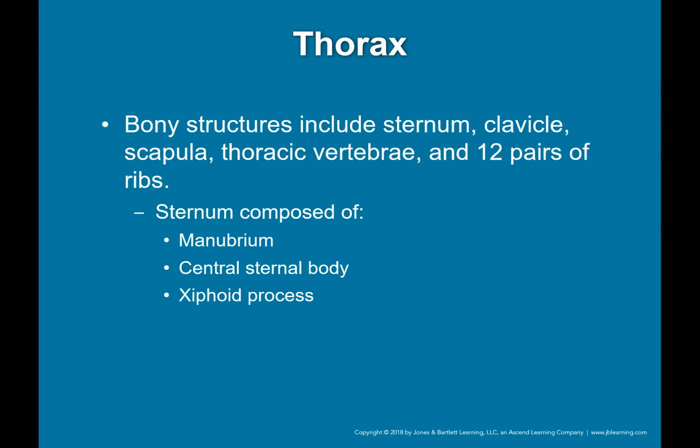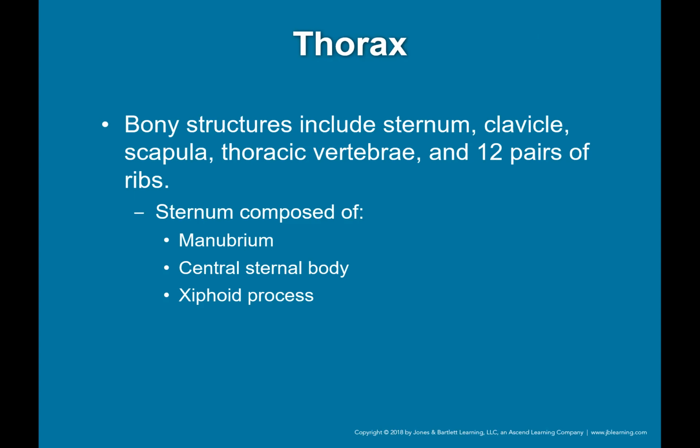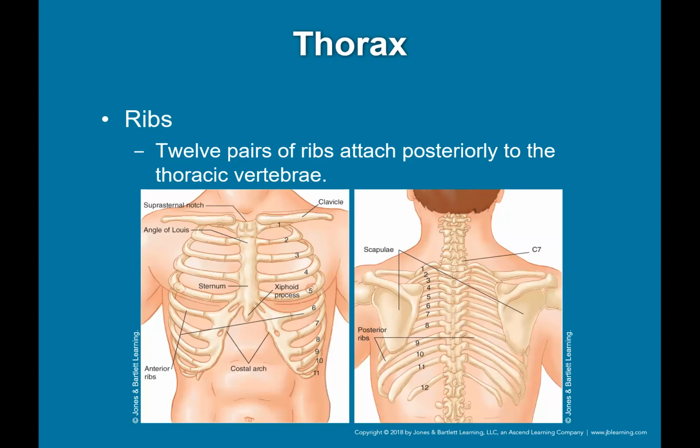Now, when it comes to some of these, let me actually just pull them up. It's going to be easier. Thoracic vertebrae, 12 pairs of ribs, our xiphoid process, our manubrium.